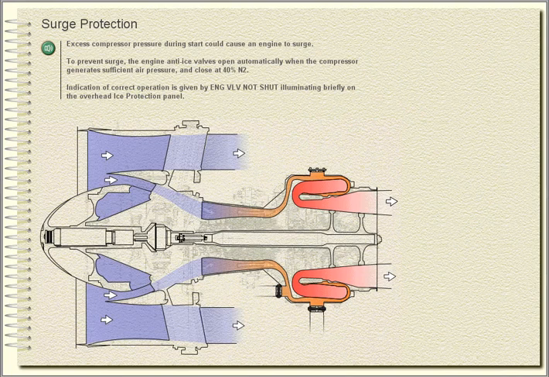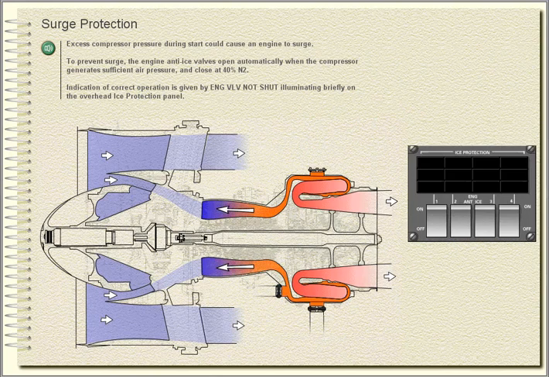Surge protection. Excess compressor pressure during start could cause an engine to surge. To prevent surge, the engine anti-ice valves open automatically when the compressor generates sufficient air pressure and close at 40% N2. Indication of correct operation is given by engine valve not shut illuminating briefly on the overhead ice protection panel.